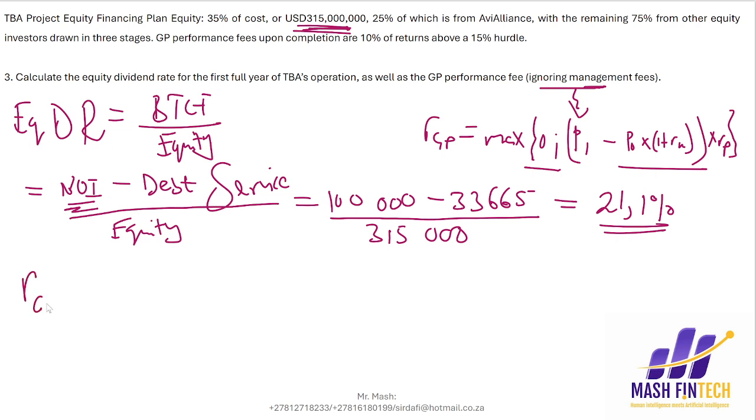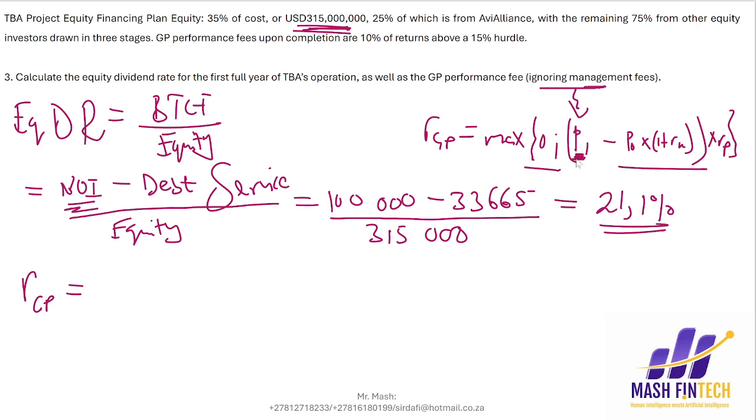So the return for the GP is simply going to be, we are told that 25% with remaining 75 equity drawn in 3 stages, doesn't matter. GP fees upon completion are 10% of returns above the hurdle rate. Okay, so what is going to be this return?